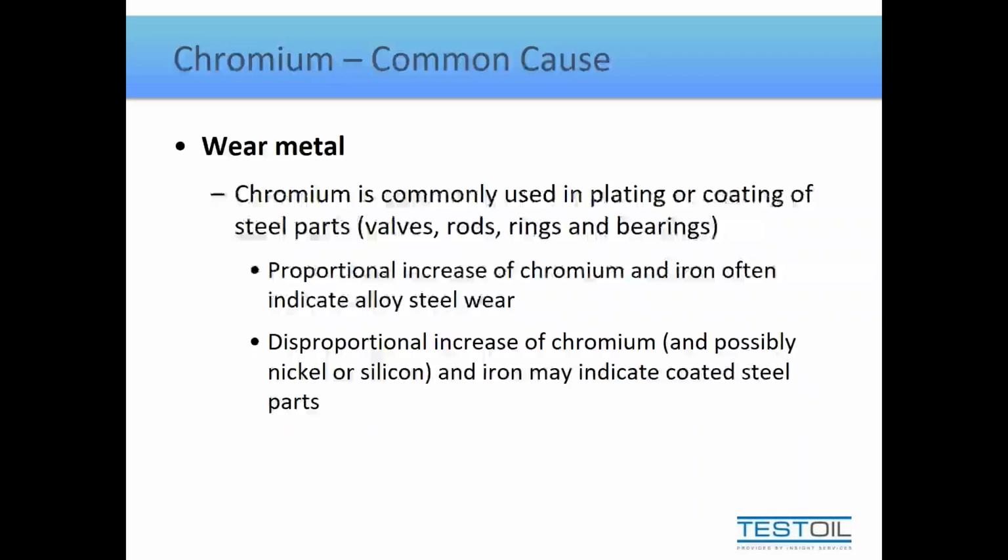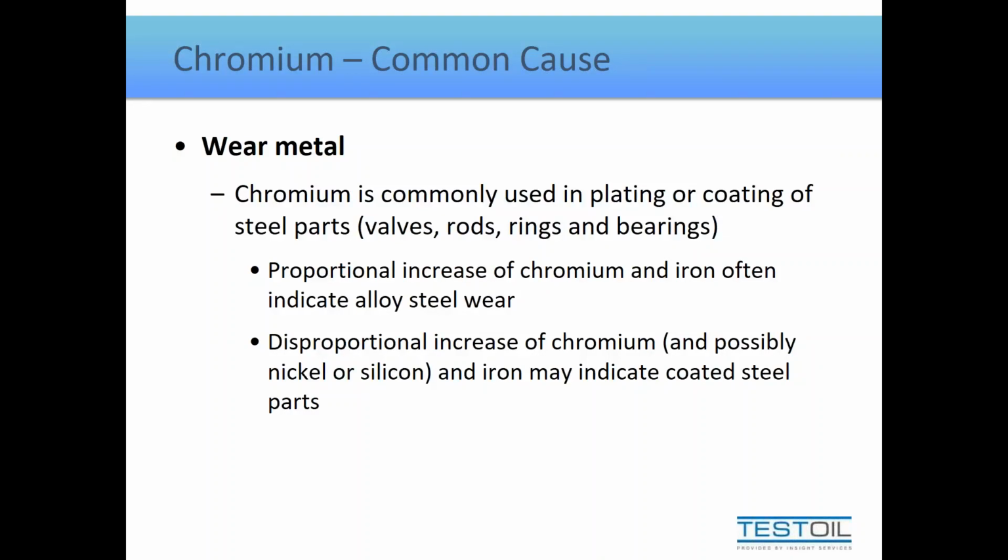Sticking with that theme, if we talk about chromium next, as we've already stated, it is used in the plating or coating of parts. So when we see the proportional increase of chromium and iron, that is an alloy. If we see a disproportional increase of chromium and iron, but it may be proportional with nickel or silicon, that's what's giving us an idea that it's actually the coating on the part. So this helps identify if we've got coating versus the subpart being worn, or just identifying what part is wearing.